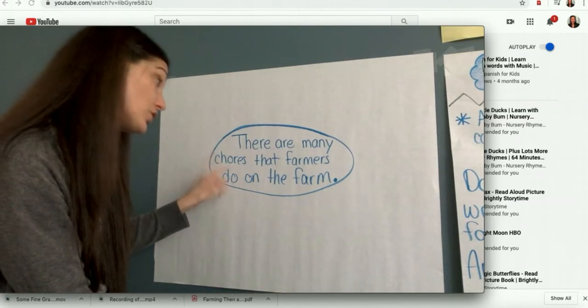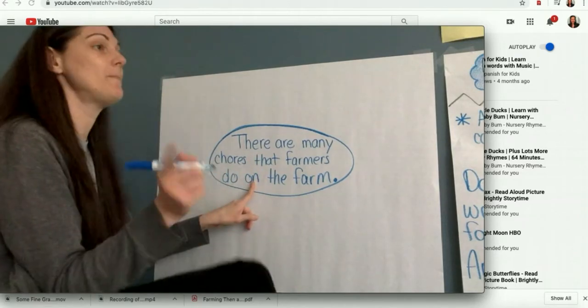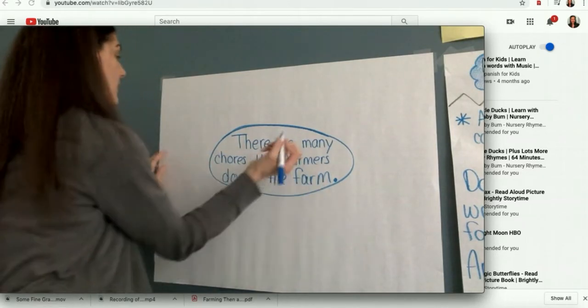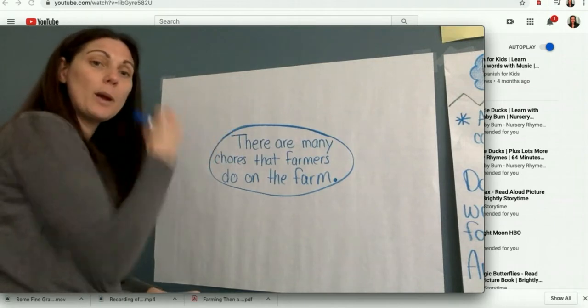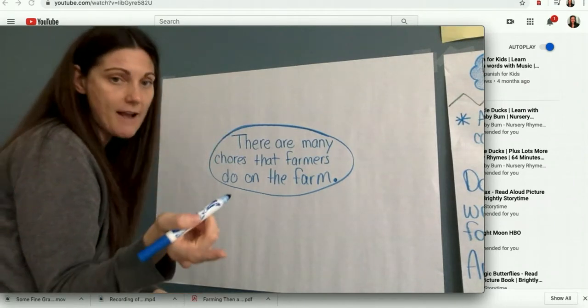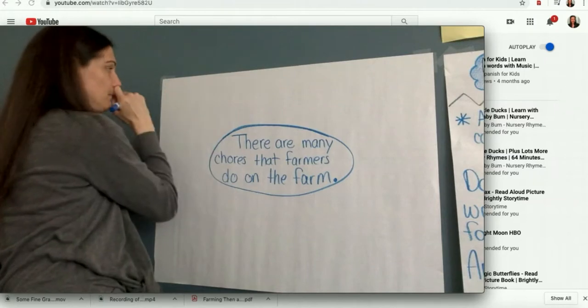So I have to make sure that whatever I'm writing goes back to the fact that there are chores that farmers do. So one chore is milking the cows. Okay. So I'm going to write it before I put my circle, just so I make sure I have enough space. Okay. So, excuse me, I'm going to come up here.